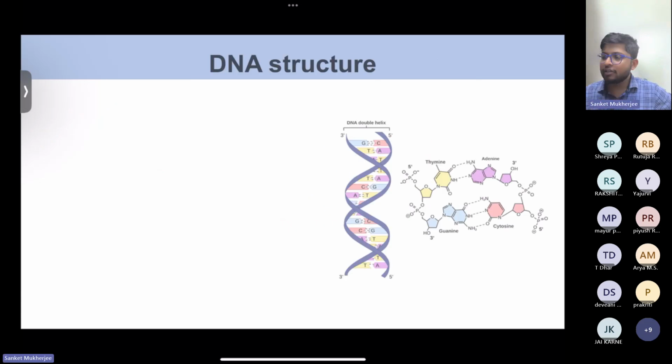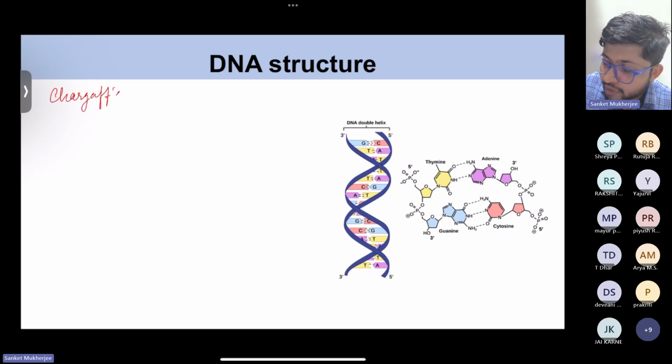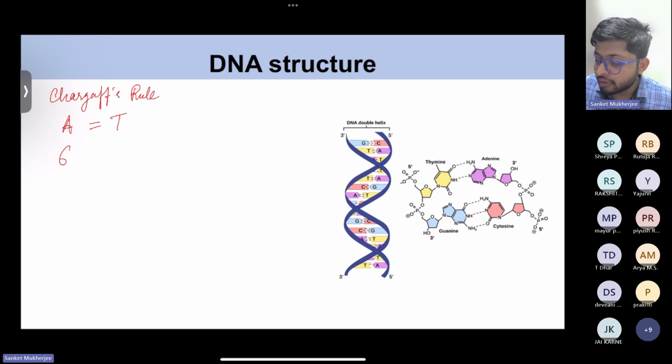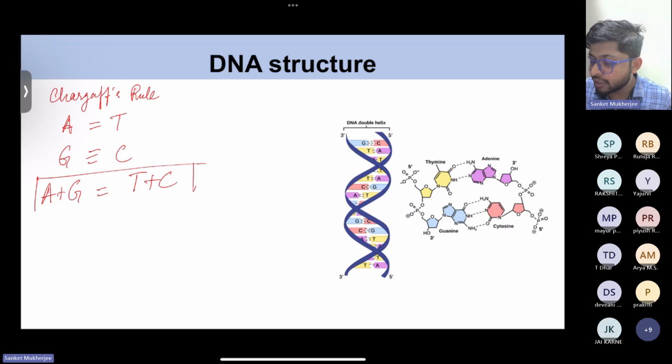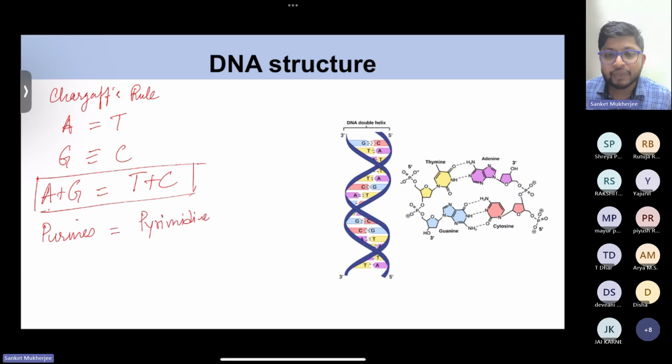Then we come to the DNA structure. All of you know about the structure of DNA, I hope so. Before that, we need to know about Chargaff's rule, which states that the number of adenines is equivalent to the number of thymines, and the number of guanines is equivalent to the number of cytosines in a DNA. Essentially, A plus G will be equivalent to T plus C. This is what Chargaff's rule is, or it can also be written as purines are equivalent to pyrimidines in DNA, right?